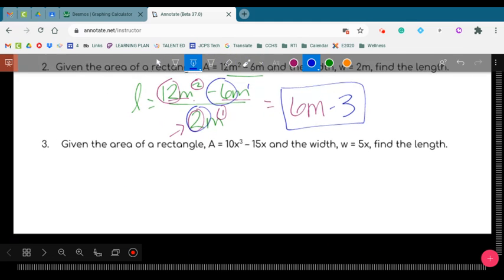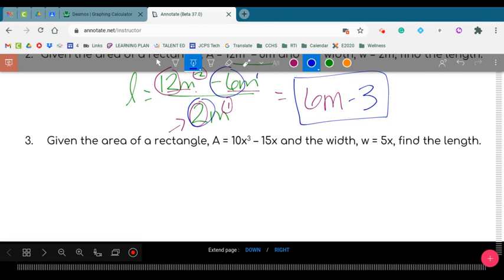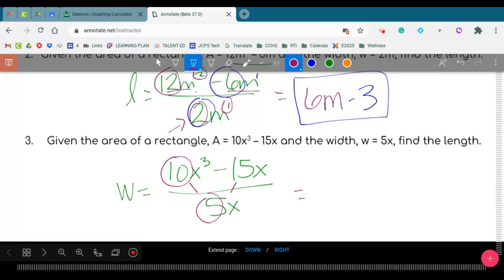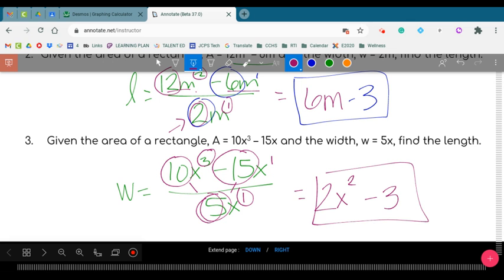Okay. Next one, given the area of a rectangle, find the width. So we're doing the same thing. So we have width equals our area, which is 10x cubed minus 15x divided by 5x. So we're going to divide each of these by each other. So we're going to do 10 divided by 5, which equals 2. And then I do 3 minus 1, which is 2. So I'm going to get 2x squared. Then I'm going to do negative 15 divided by 5, which is going to give me negative 3. And x divided by x cancels. So this is my final answer.